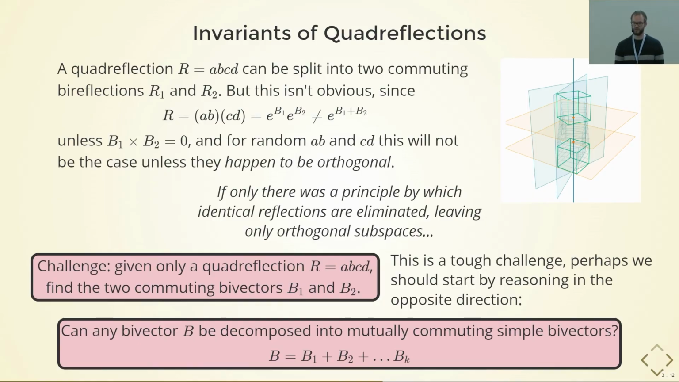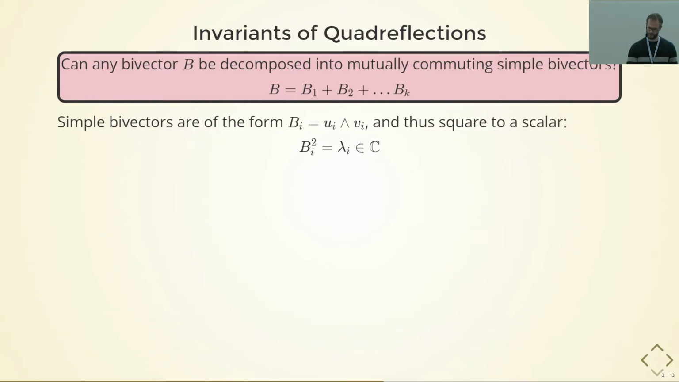Now this is a tough challenge, so maybe we can start doing it the other way around. A simpler question is, if I have a general bivector, can that be split into commuting parts? Specifically, those commuting parts should all be simple bivectors, so lines in the 3D case. And simple bivectors are always such that they square to a scalar, and they're always the intersection of two planes.